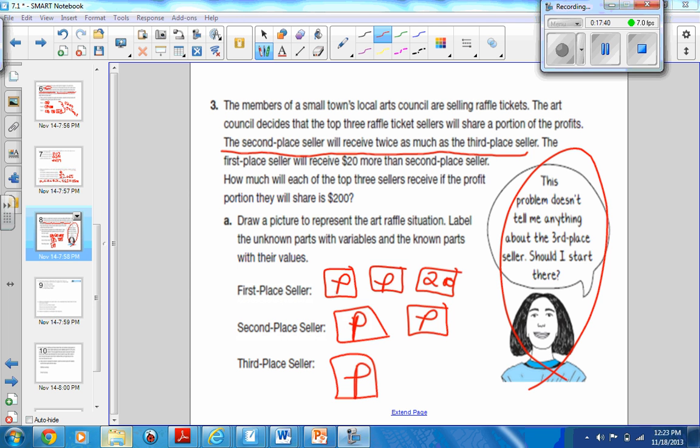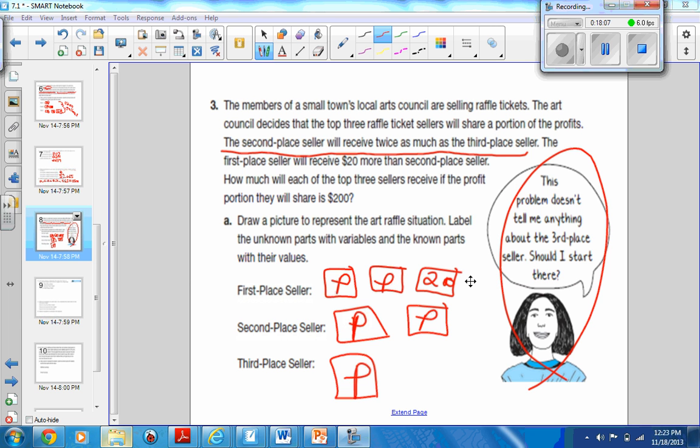All right, so here's what you should have come up with. It actually starts from the bottom. The third place person is obviously not going to make as much as the second place or the first place. So that's the lowest. Second place is where you take that and you double it. So if we just call it P, you can call it whatever you want, I just called it P as our variable. Third place would get some amount, P. Second place would get twice that amount. First place would get twice that amount, which is the second place, plus an additional $20.